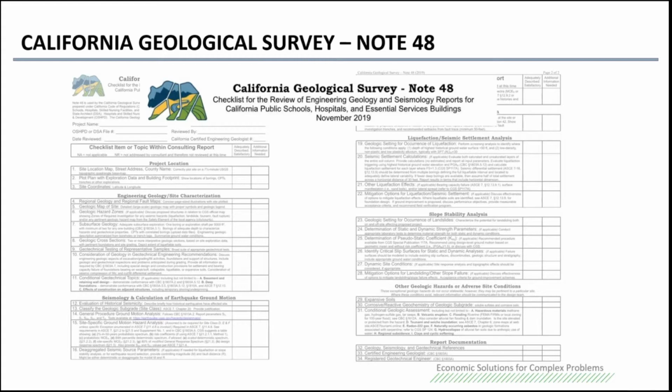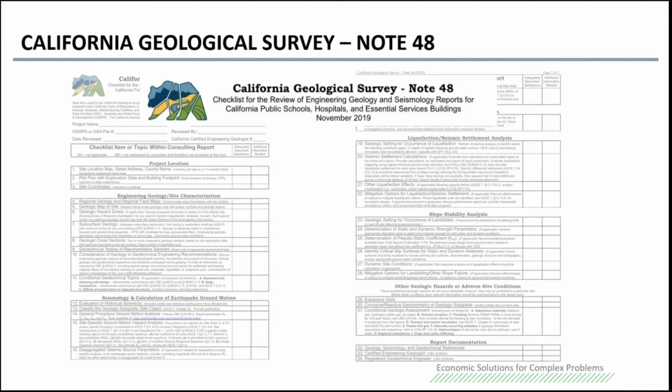So it is a kind of concise two-page checklist format to just provide an overview of all hazards the CGS is concerned with. So this checklist is used for the review of engineering geology and seismology reports. So mainly for the school, hospital, and some kind of very important industry structures. So all of these are classified in the risk category 4 structure.